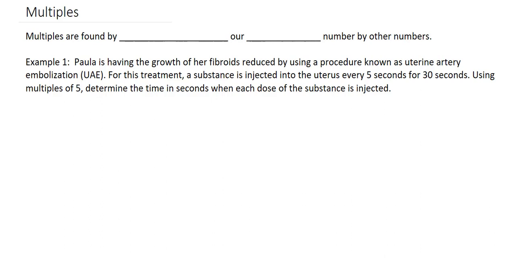Multiples. So multiples are found by multiplying our base number by other numbers. So let's look at the first example to see.